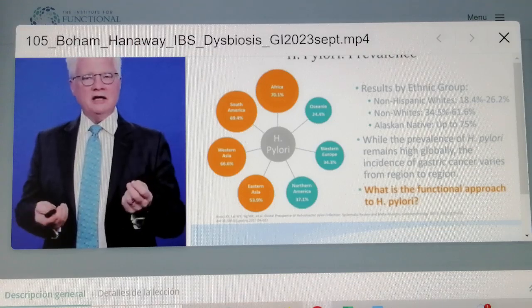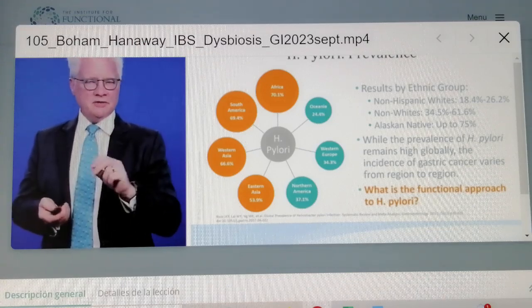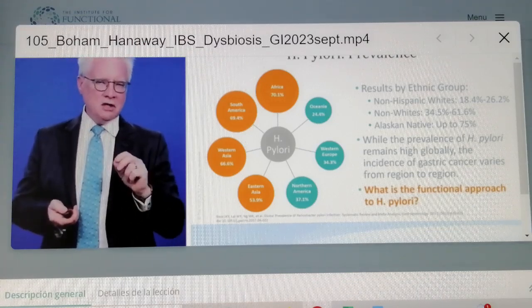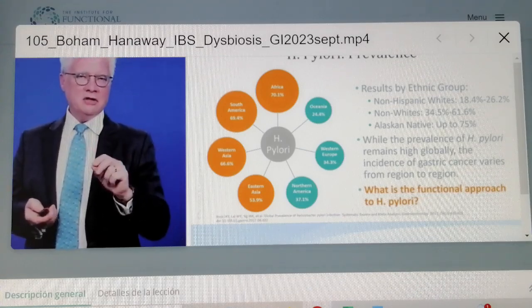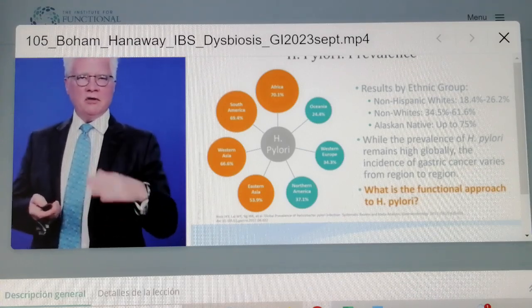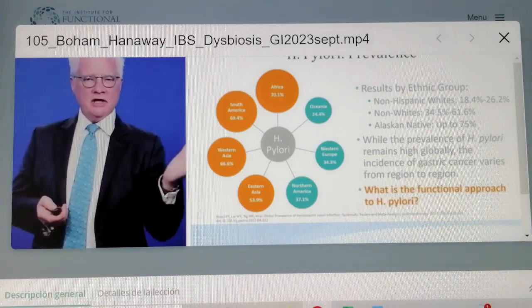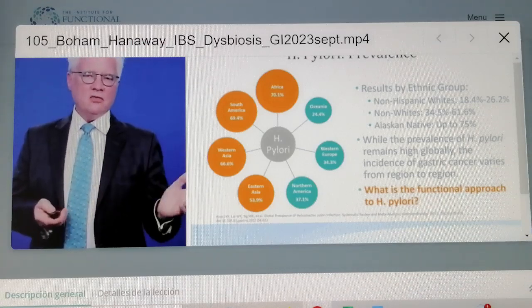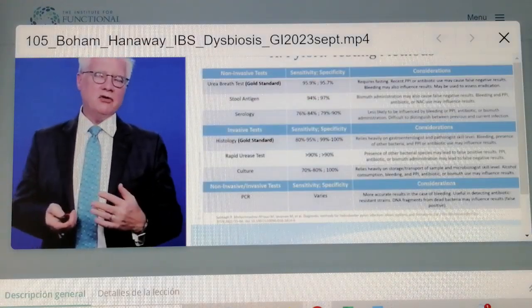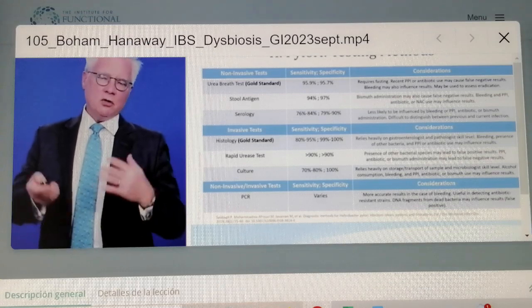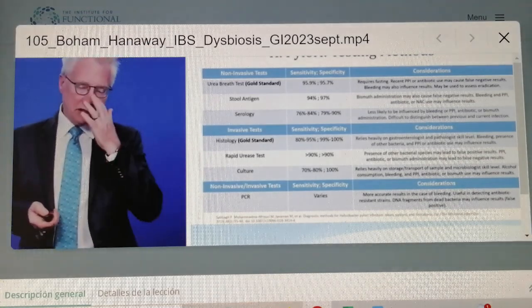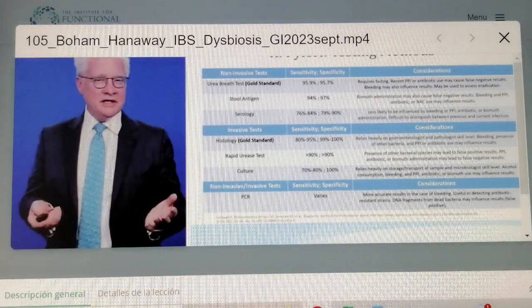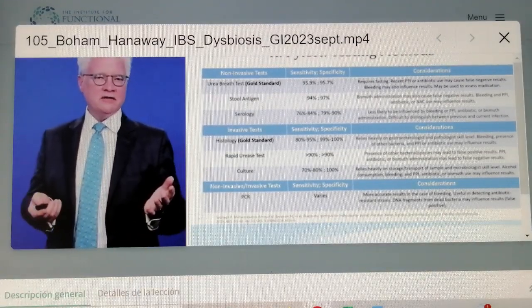And what we find is that there are some subsets, subtypes and strains of H. pylori that clearly are associated with gastric cancer. But even though the rates of H. pylori are high, the rates of gastric cancer range pretty broadly across different areas. And so the question here, since we're talking about diagnostics, is: do we need to test for it, and what's the best way to test for it?